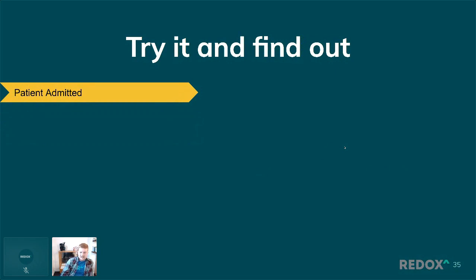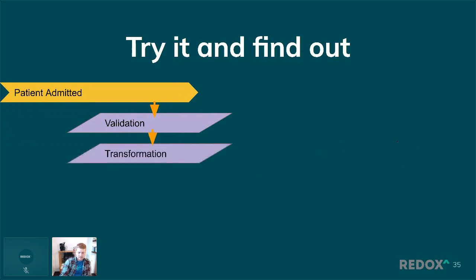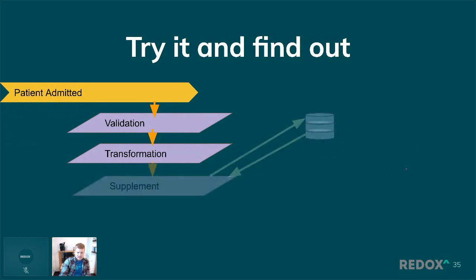Okay, so we have the data, and maybe your application needs to validate that it meets some structural criteria. And maybe you need to do some sort of mapping or transformation over it prior to it being integrated into your view. So you'll need to do that. And then maybe you need to supplement it with data from another view. So maybe you have a database that you need to reach out to, to hydrate extra fields on this piece of data before you write the whole thing into your database.